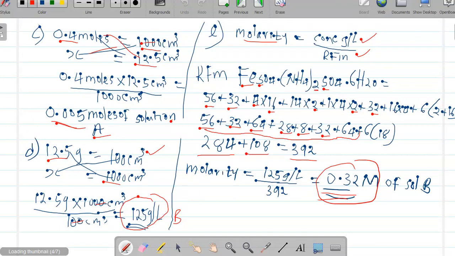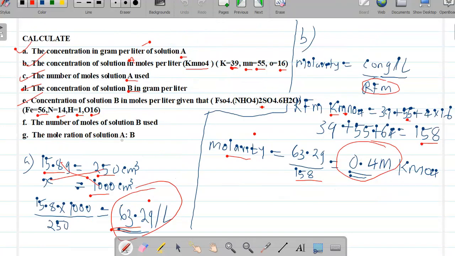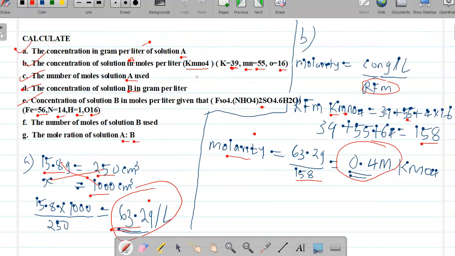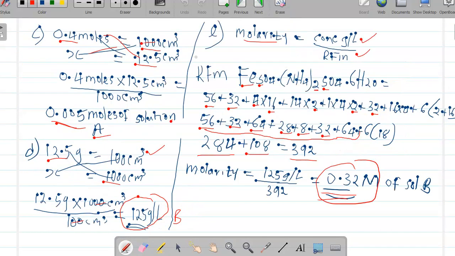We have question G. Question G is asking the mole ratio of solution A to solution B. To calculate the mole ratio of A to B, you have to get the number of moles of solution A. Then you get the number of moles of solution B. Then you mole ratio it. The number of moles of solution A was where? Let us see it. There is a place where we have obtained this, the molarity. It was the next question. The number of moles of solution A is here. This is 0.005 moles. This is the number of moles of solution A.